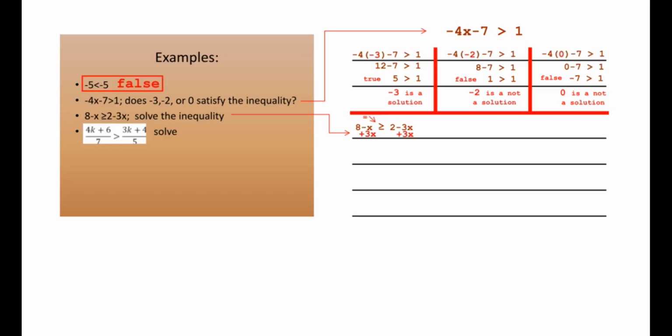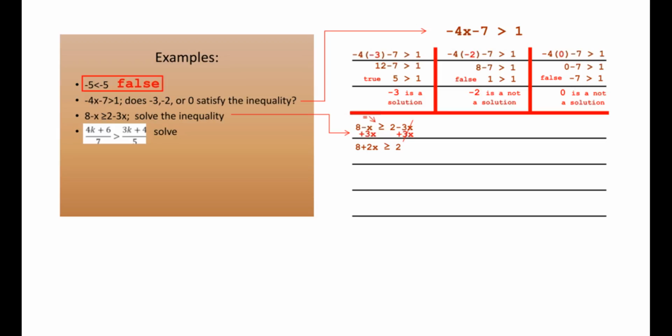So we have 8 minus x plus 3x. We can combine those two together, right? That's going to give us 8 plus 2x, right? And on the other side, negative 3x plus 3x cancels out, agreed? So let's combine the x's. So once again, it gave us 8 plus 2x is greater than 2.